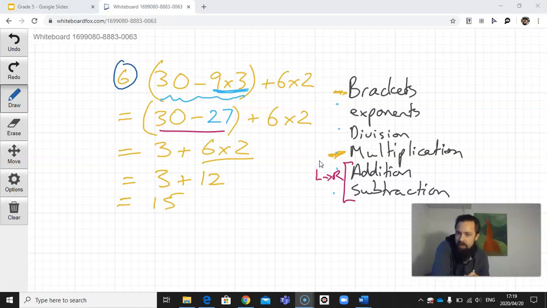If you got that right, well done. And if you are starting to see that you'd be able to do it quicker without always writing out every single step, that's great. I encourage you to do that, but only if you're confident. So what I mean by that, for example, I'm going to write it underneath again.